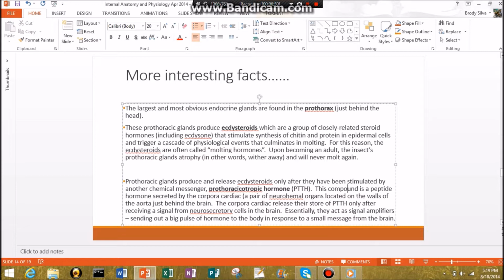The corpora cardiaca release their store of PTTH only after receiving a signal from neurosecretory cells in the brain. These are the middlemen, the link between the nervous and endocrine system. Essentially, they act as signal amplifiers, sending out a big pulse of hormone to the body in response to a small message from the brain.